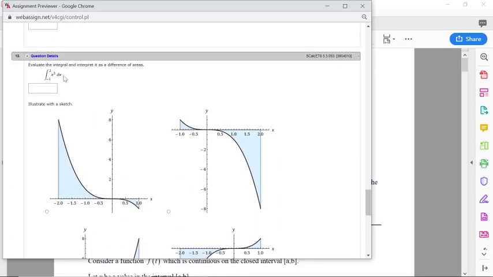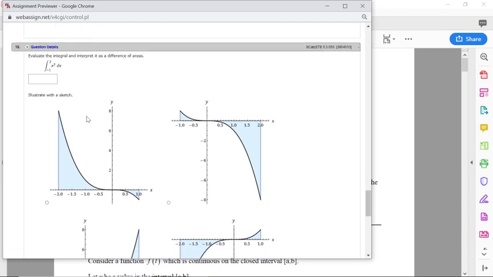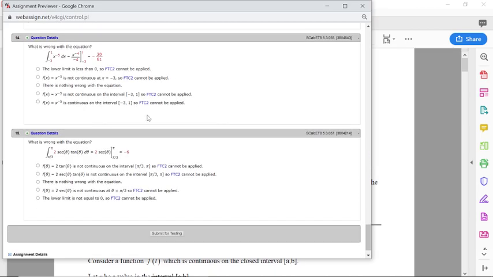So evaluate and interpret as a difference of areas, and a couple conceptual questions. What's wrong with this equation? If we take an antiderivative and evaluate it at the upper bound and the lower bound, we get a number. Well, why is that number actually not going to be the correct answer for this particular integral? You can see it's multiple choice here. See if you can find out what the issue is there, and in this one as well.